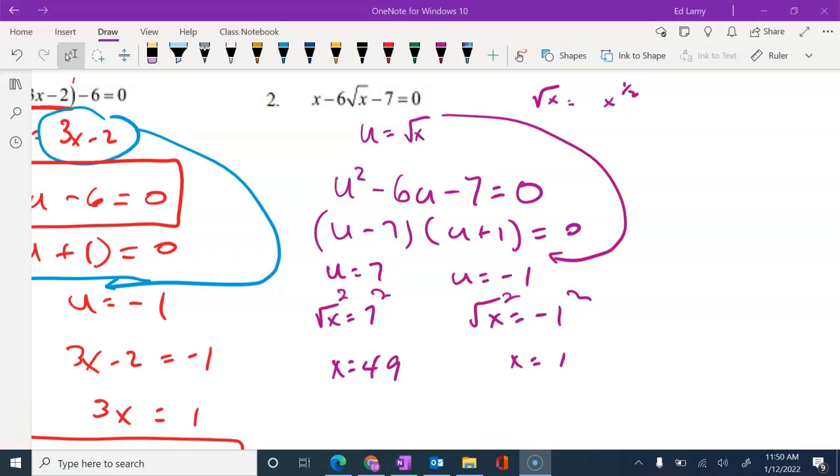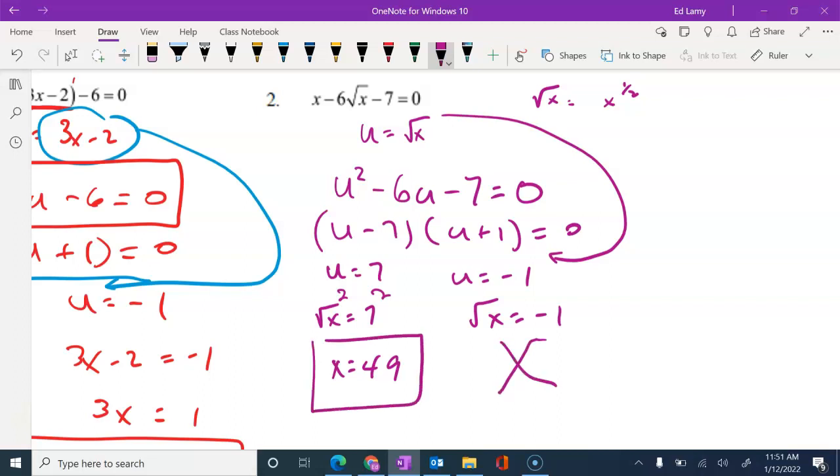The square root of x, take away that 2. The square root of x equal negative 1. The square root of what number is negative? Well, that's not possible. You can't take the square root of a number and get a negative number. So this one has no solution. The only solution is 49.